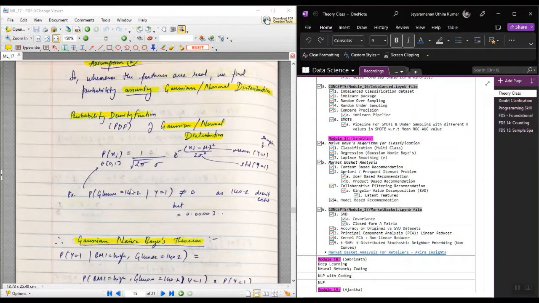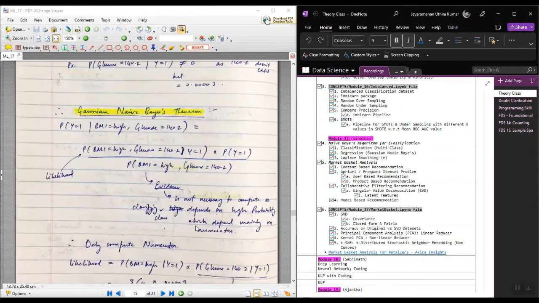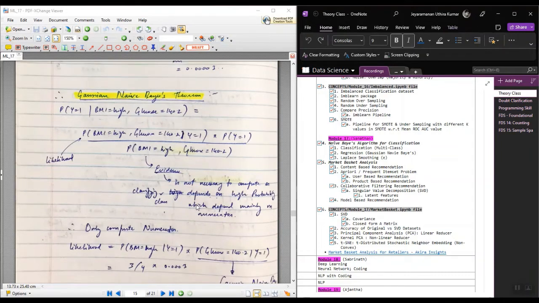When we use this Gaussian assumption, or normal distribution, this algorithm, this theorem is called the Gaussian Naive Bayes theorem. So what is the probability that the patient is diabetic given that the BMI is high and glucose is 140.2? So we use the Bayes theorem here. This is the likelihood, prior, and the evidence here. Basically, we don't need to calculate the evidence because the probability depends upon the numerator value, right? So we don't have to compute it. Just to reduce the computational expense, we don't basically compute the denominator. So we only use the numerator.